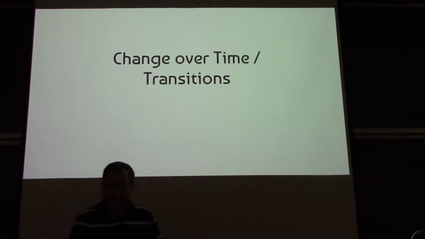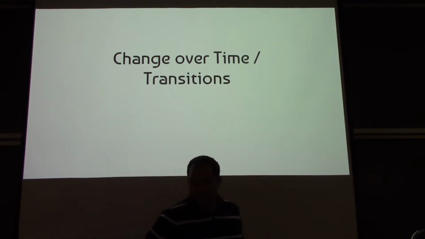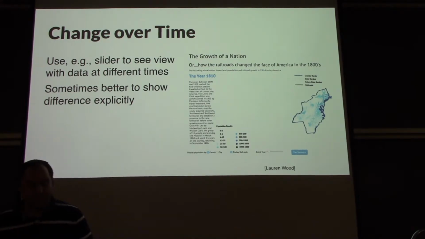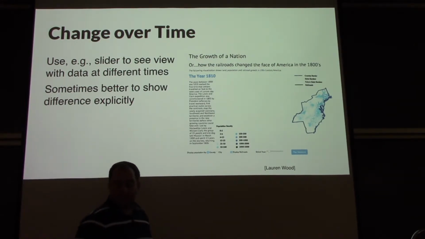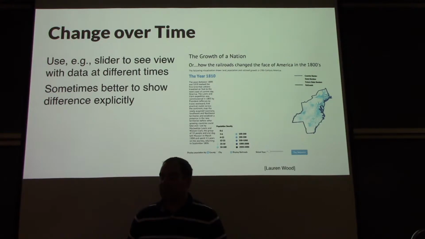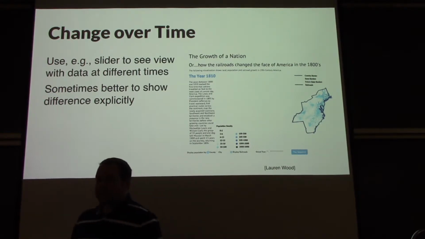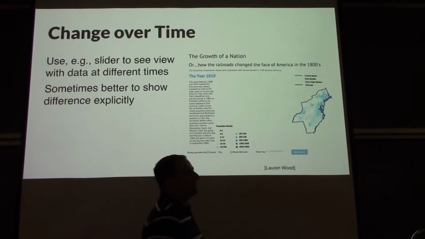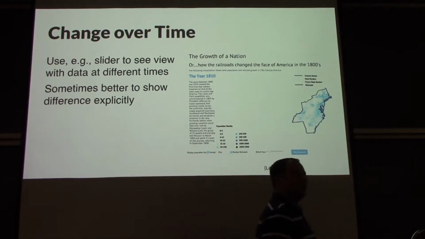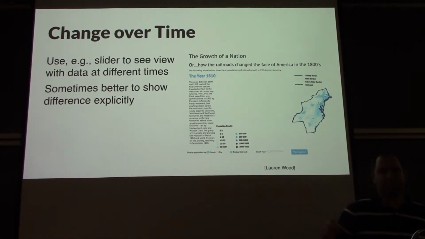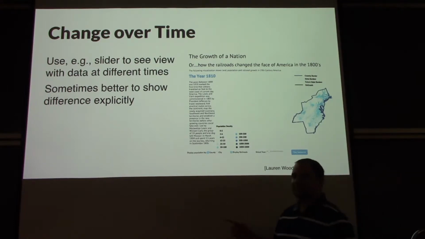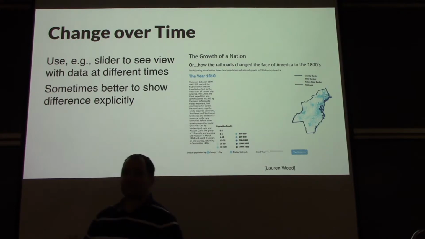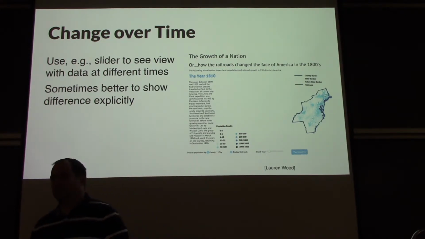Okay, so let's talk a little bit more in detail about change over time and transitions. So change over time, for example, you could use a slider to see views with data at different times. But sometimes it's better to show the difference explicitly. So does anybody remember an example that I gave last lecture where this was the case, where we had temporal data and we discussed the difference between showing everything at the same time and showing everything in animation?